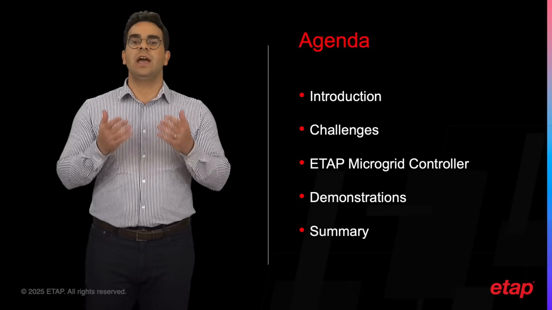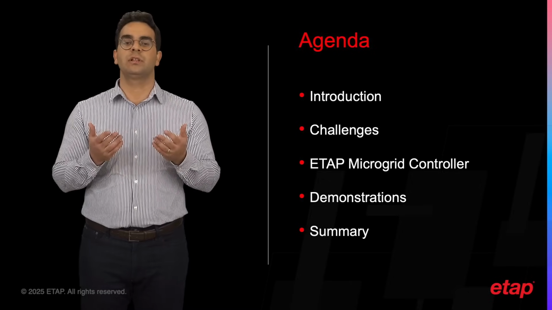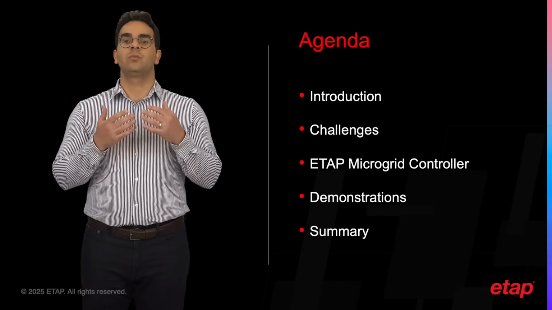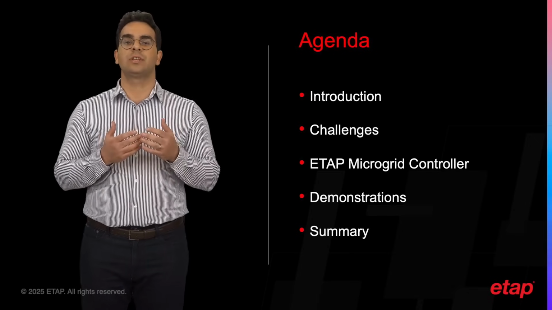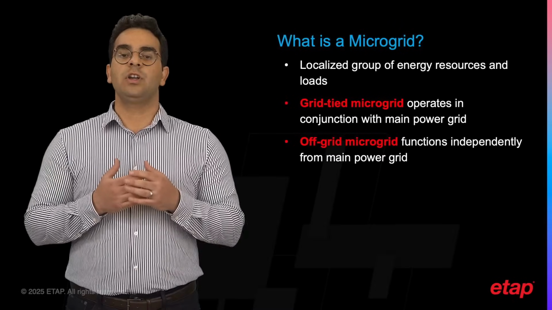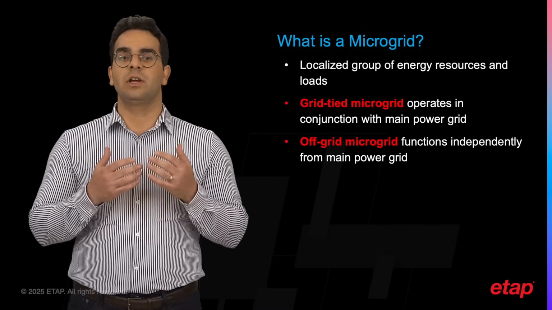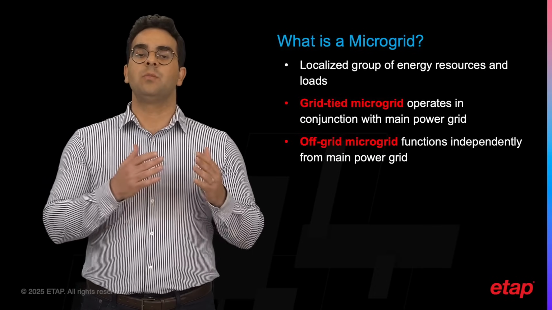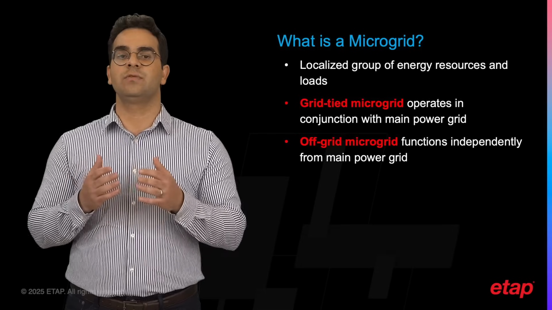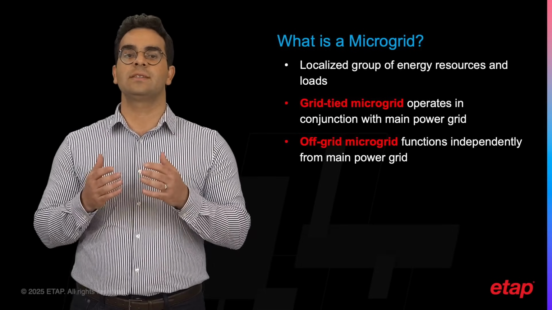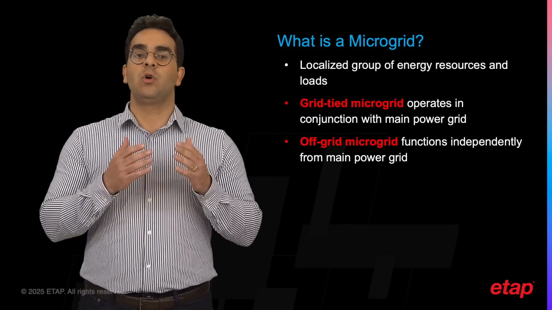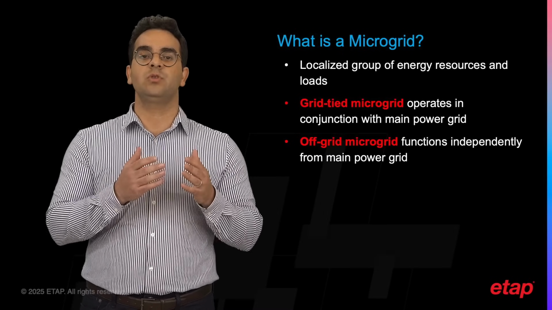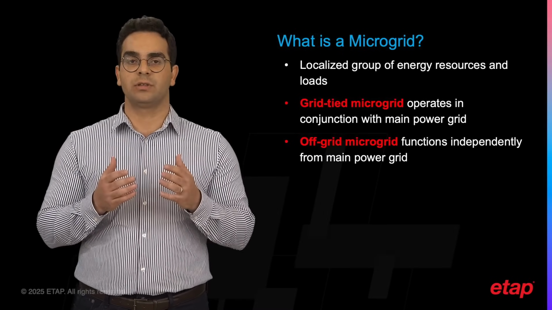We will then learn how the ETAP microgrid solution can facilitate simulation and hardware-in-loop testing for microgrid system through various showcases. A microgrid is defined as a localized group of interconnected energy resources and loads. A microgrid can work in conjunction with a main power grid, which is known as grid-connected microgrid, or it can function independently from the main power grid, which is referred to as an off-grid microgrid.